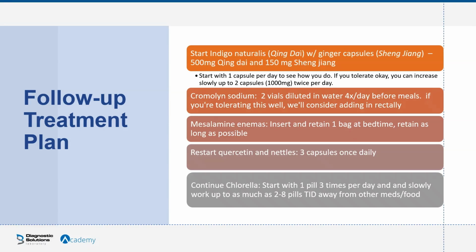The other thing we noticed is she was most likely having some histamine production or histamine overstimulation, so we tried to also initiate cromolyn sodium at 2 vials or 200 milligrams diluted in water 4 times per day before meals to see if she could tolerate it. Mesalamine enemas were also reinitiated, and she was asked to retain 1 bag at bedtime instead of using the suppositories. We had her restart quercetin and nettles at 3 caps 1 daily each, mainly because there was a lot of histamine going on for her, and then continue with the chlorella, which she had started herself, at 1 pill 3 times a day. And you can work up as much as 2 to 8 pills 3 times a day to see how she's doing.